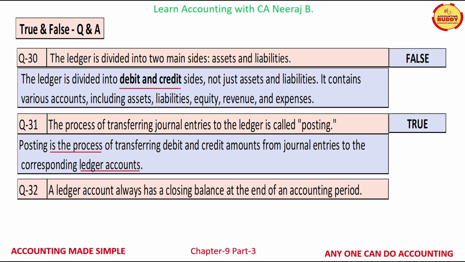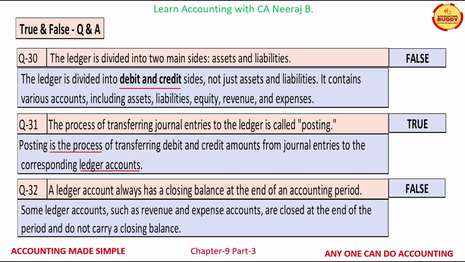Question number 32 is a ledger account always has a closing balance at the end of an accounting period. This is a false statement. Some ledger accounts such as revenue and expense accounts are closed at the end of the accounting period and do not carry a closing balance.